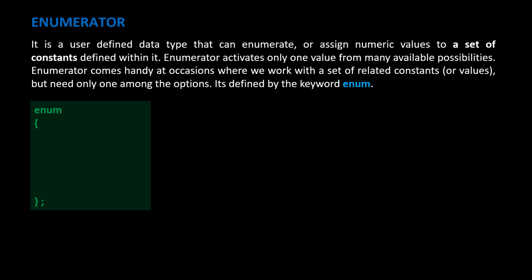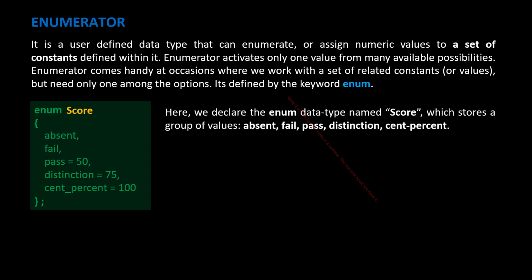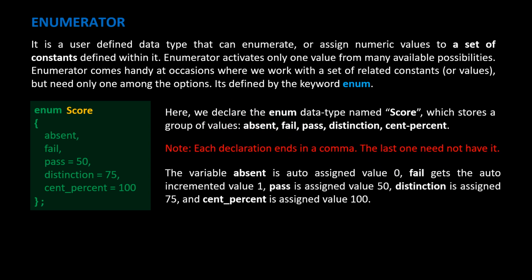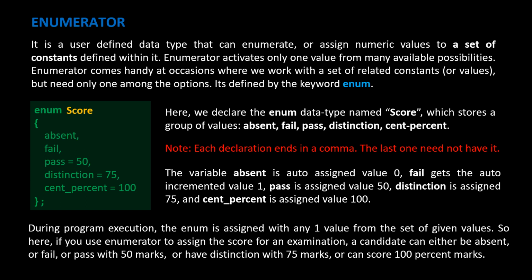Here, we declare the enum data type named score, which stores a group of values: absent, fail, pass, distinction, and %. Note that each declaration ends in a comma. The last one need not have it. The variable absent is auto-assigned value 0, fail gets the auto-increment value 1, pass is assigned value 50, distinction is assigned 75, and % is assigned value 100.